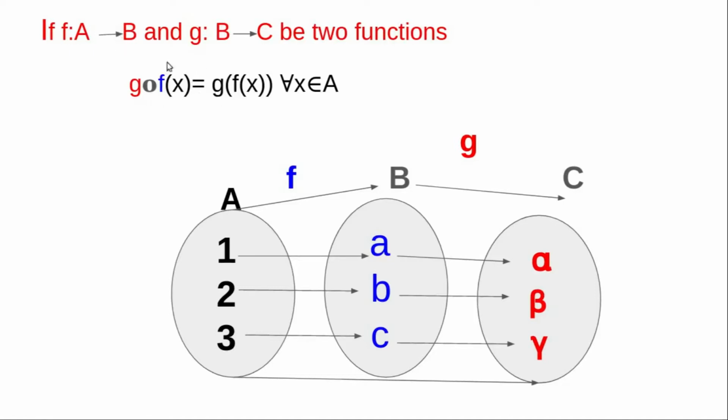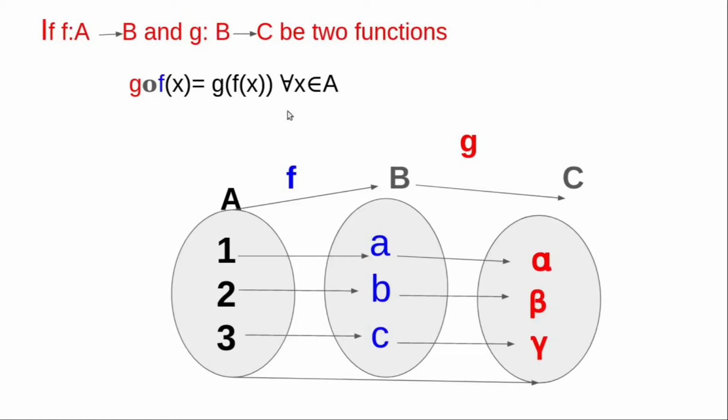Here we can see that the domain of the function f is A and the range of f is a subset of B. The second function g is defined from B to C. Therefore, the new function takes all the elements of A into C. That is called composition of f and g, and it is denoted by g dot f.